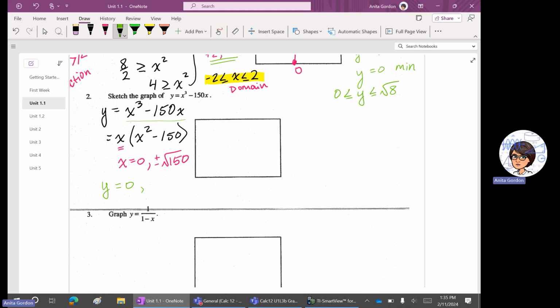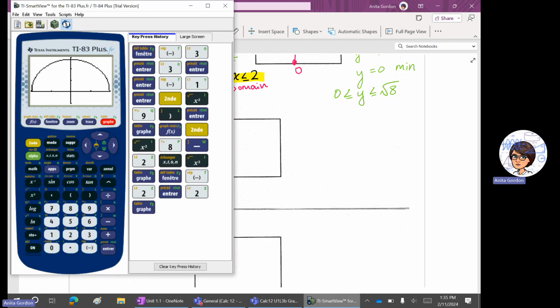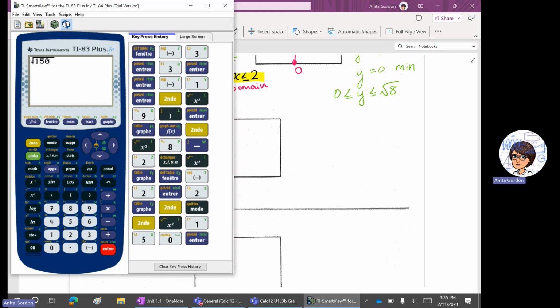Let's see, what's root 150 on our calculator? Let's do some math here. Okay, once you are in the graphing section, to get out of the graphing section, you need to quit. So you're going to push the yellow button again, second, and right next to it, quit. That'll bring you back to the regular screen. So let's see, square root of 150 equals what? 12 something or other. So what's halfway between 0 and 12? It's about 6.5.